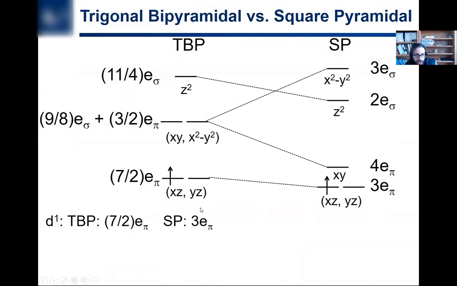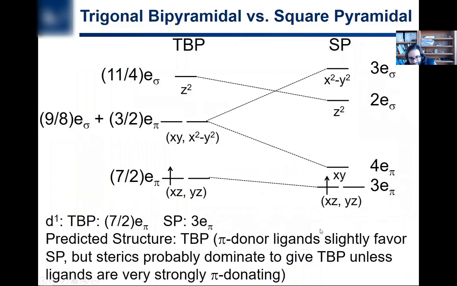For d1, the energy of the TBP system is going to be 7/2 e pi because you have 1 electron in the 7/2 e pi energy level. And for SP, it's going to be 3 e pi. So these are really close in energy. If e pi is positive, yes, SP is going to be lower in energy, but only by 0.5 e pi. So it's not a lot.